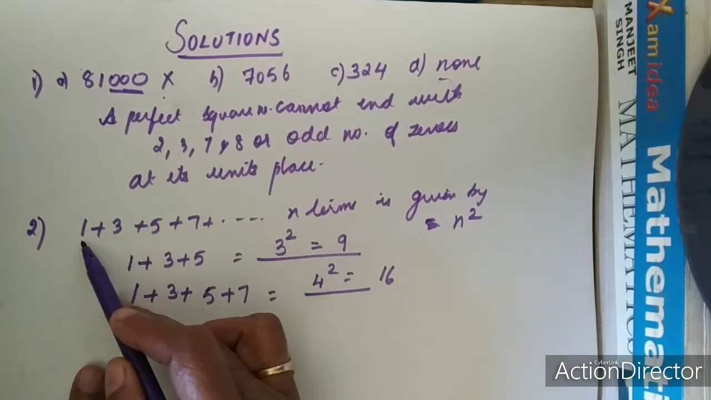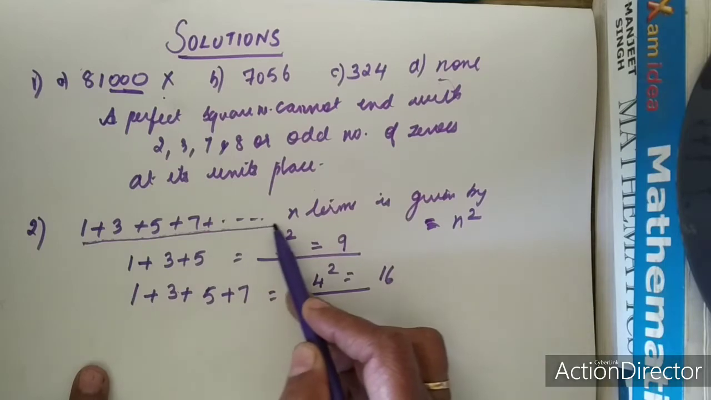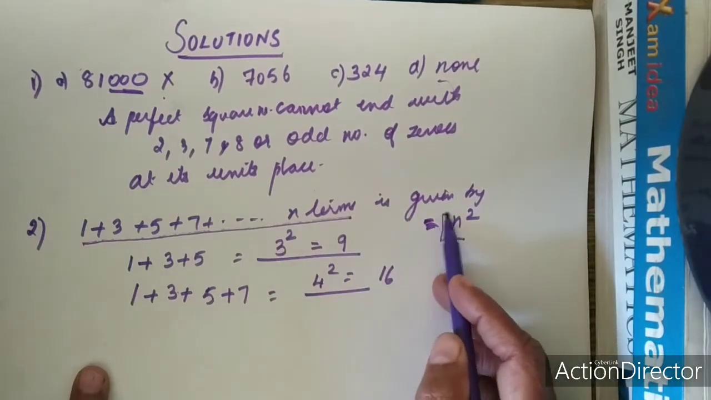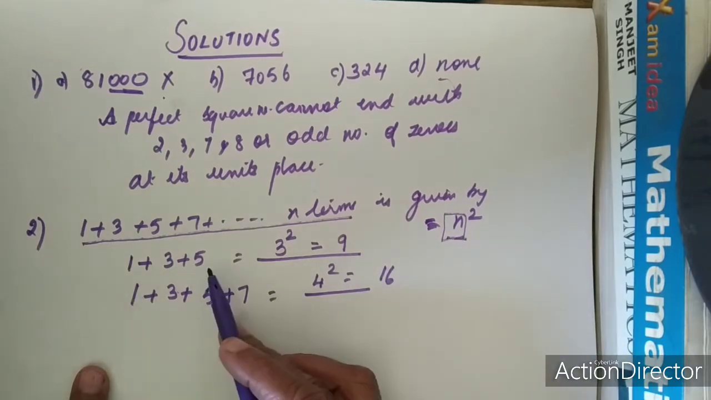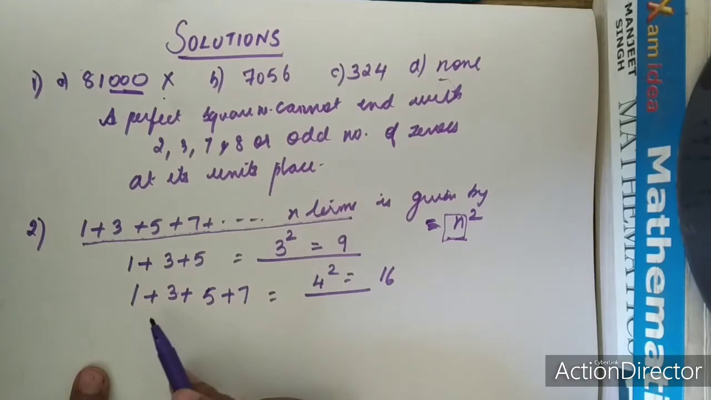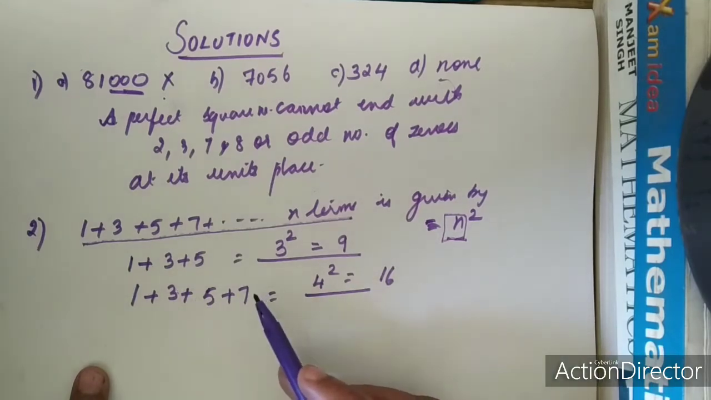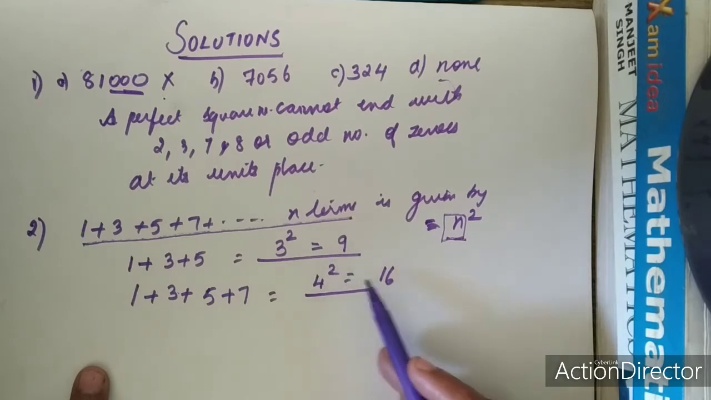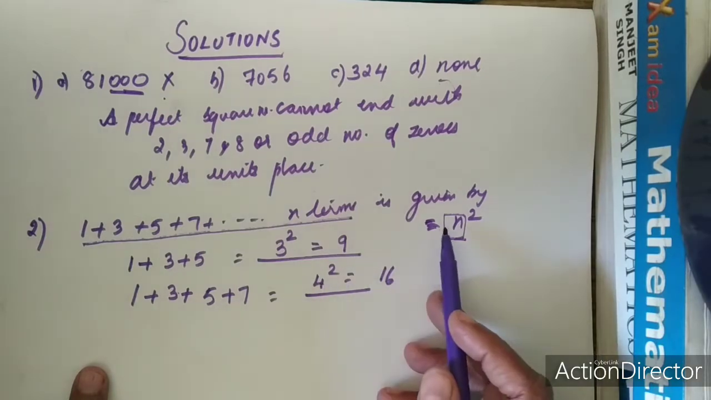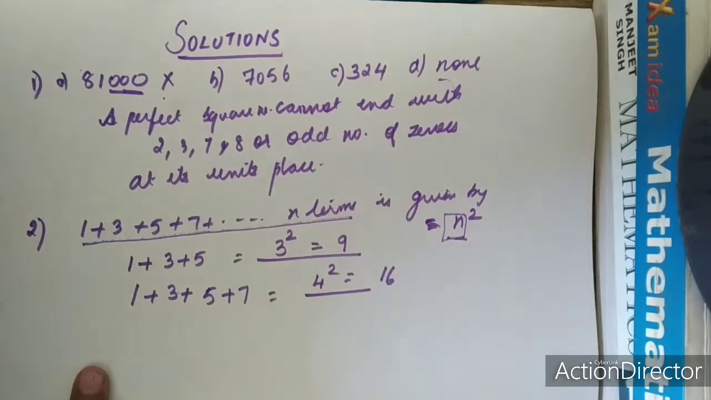So the general formula for the sum of consecutive odd numbers is n square. N stands for the given number of odd numbers. Here you have only 3 odd numbers, so my answer is 3 square. Here how many odd numbers are there? 1, 2, 3, 4. So my answer is 4 square, which is equal to 16. So instead of adding all the numbers, this is the shortcut method. So my general formula is n square.